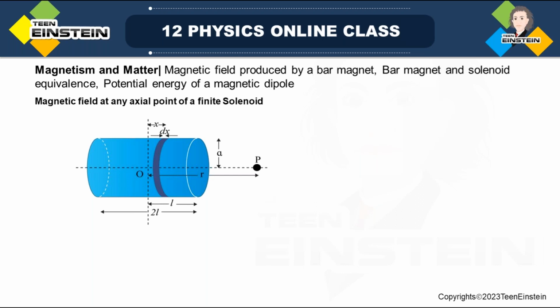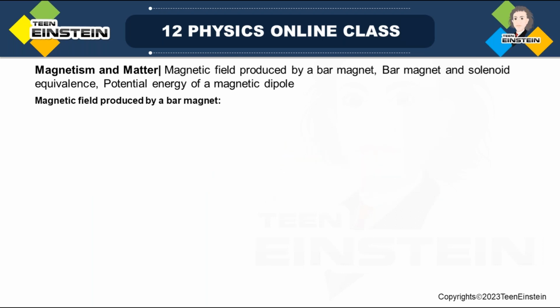Today, in the last class, we had started with magnetism and magnetic materials. So today we'll discuss bar magnet and solenoid equivalence, potential energy of a magnetic dipole, and we'll see how we can estimate the magnetic field produced by a bar magnet from the oscillation of a compass needle. So those things we'll learn.